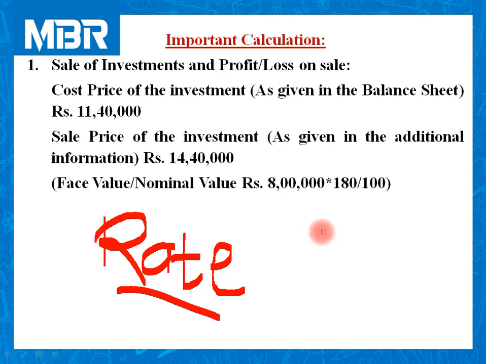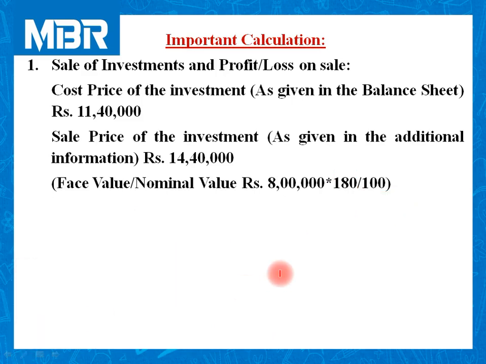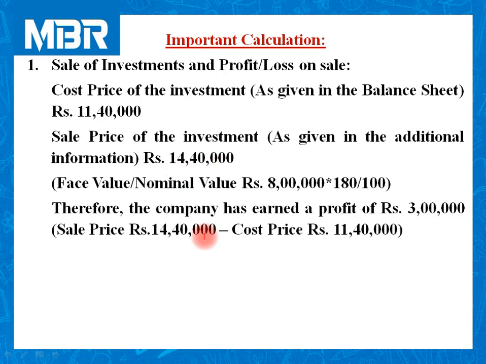Same way here, the rate is given as 180. And in the investment market, the rate is always given per 100 rupees. As a student of commerce, it is necessary for you to remember this mechanism. So from this calculation, we have derived the figure of sale price. Now, we have a sale price of rupees 14 lakhs 40,000 and a cost price of rupees 11 lakhs 40,000.